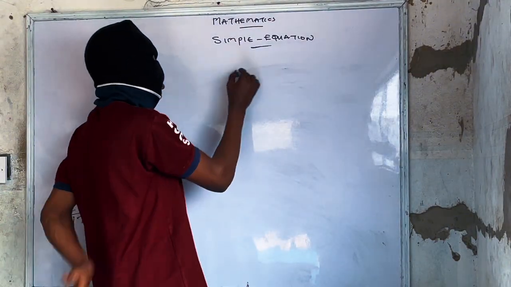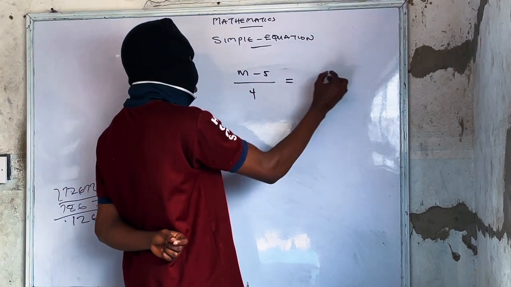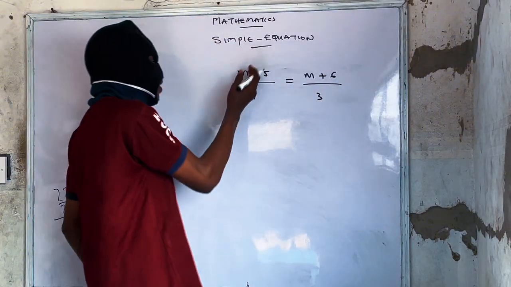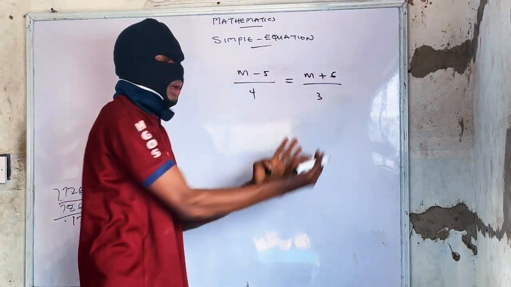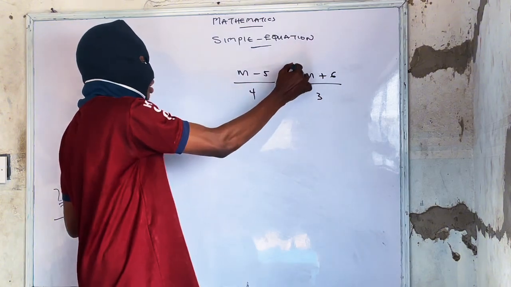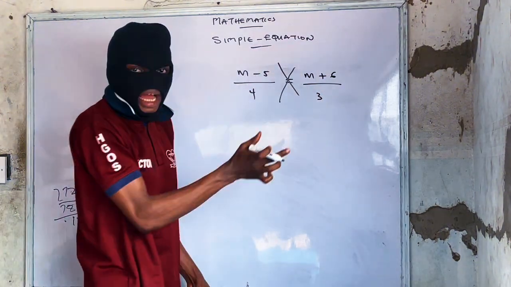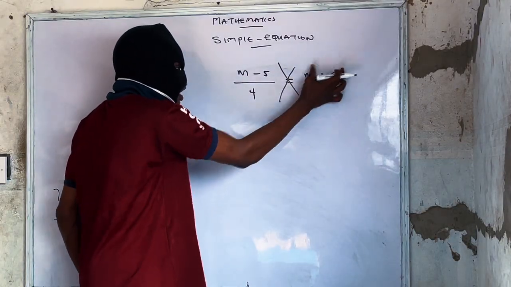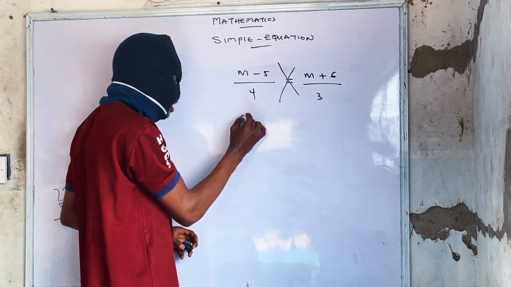If you have m minus 5 over 4 equals m plus 6 over 3. Now you have m minus 5 over 4 equals m plus 6 over 3. It is a fraction. We want to eliminate the fraction. What we are doing is cross multiplying. Very, very simple. Now we all know that this 3 will multiply everything here, and this 4 will multiply everything here. This 3 will multiply this 4. How will you set that? Now you have your 3.